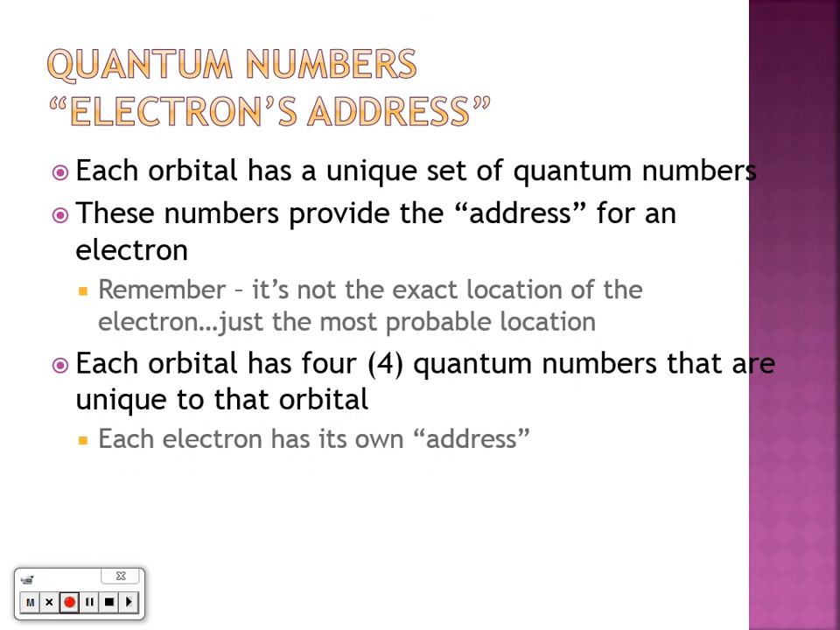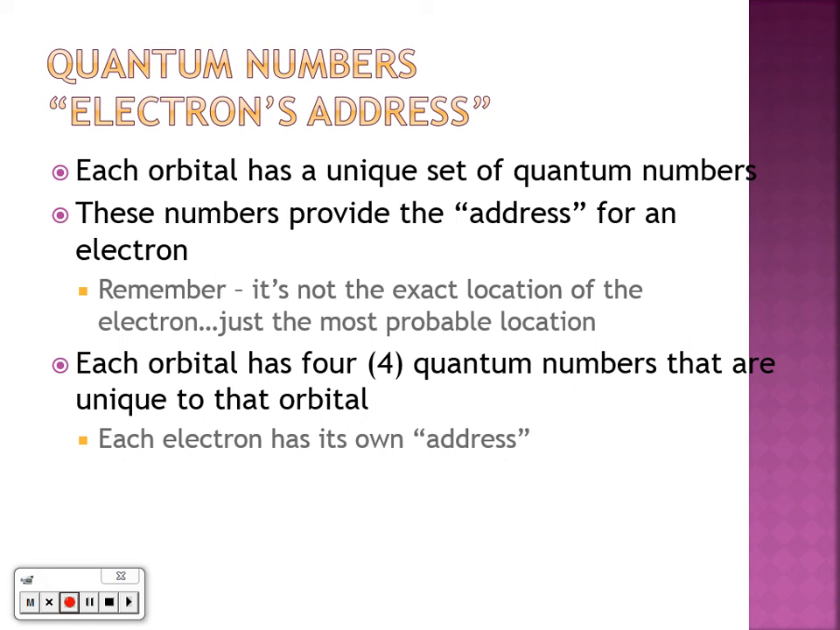Each of those locations, quote-unquote locations, each of the orbitals that I just put up on the screen has a set of 4 numbers that distinguishes it from all the other orbitals. Even though some of them have similar colors, even though some of them have different shapes, or similar shapes, each one has its own unique combination that distinguishes it from all the other orbitals.